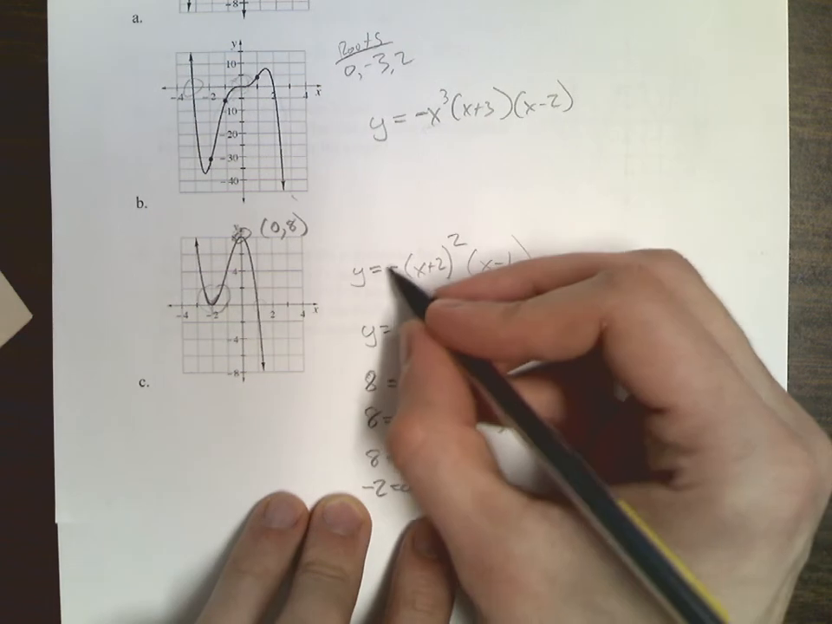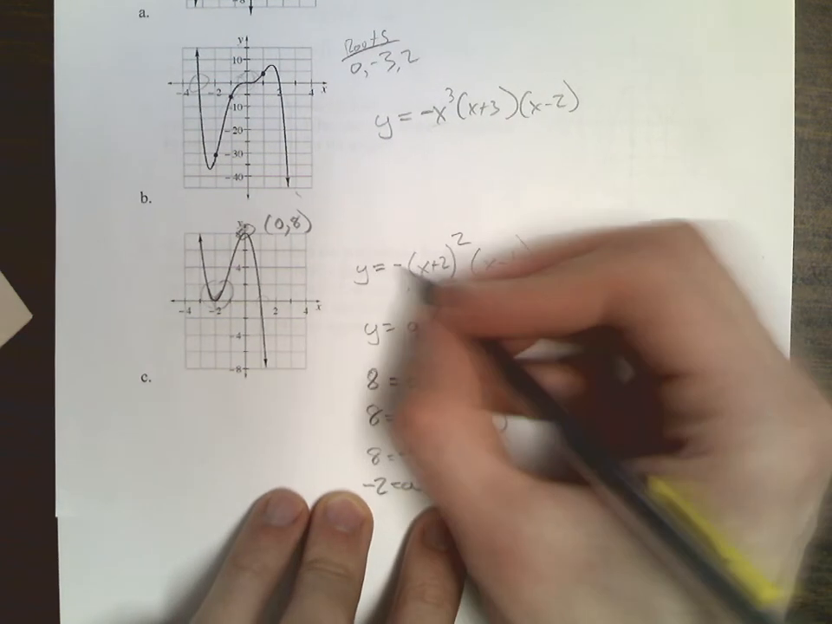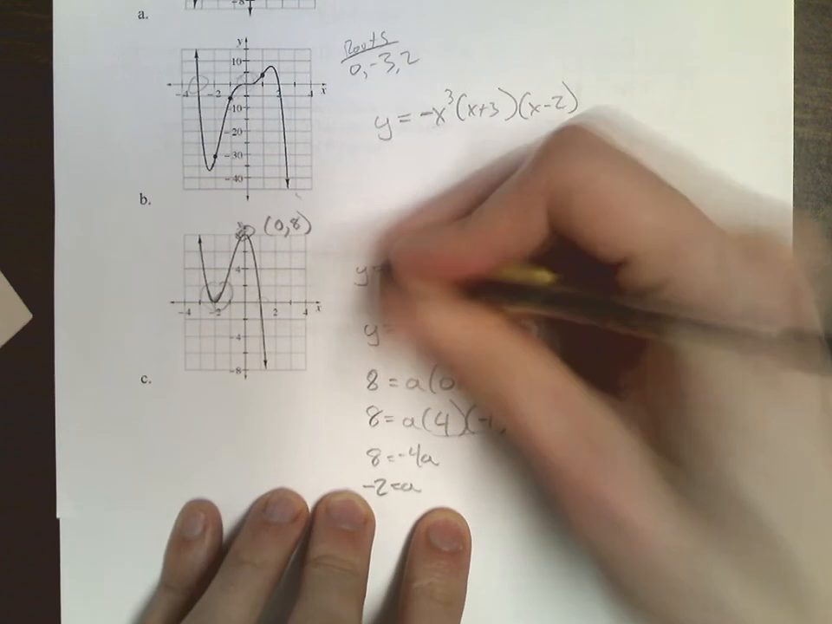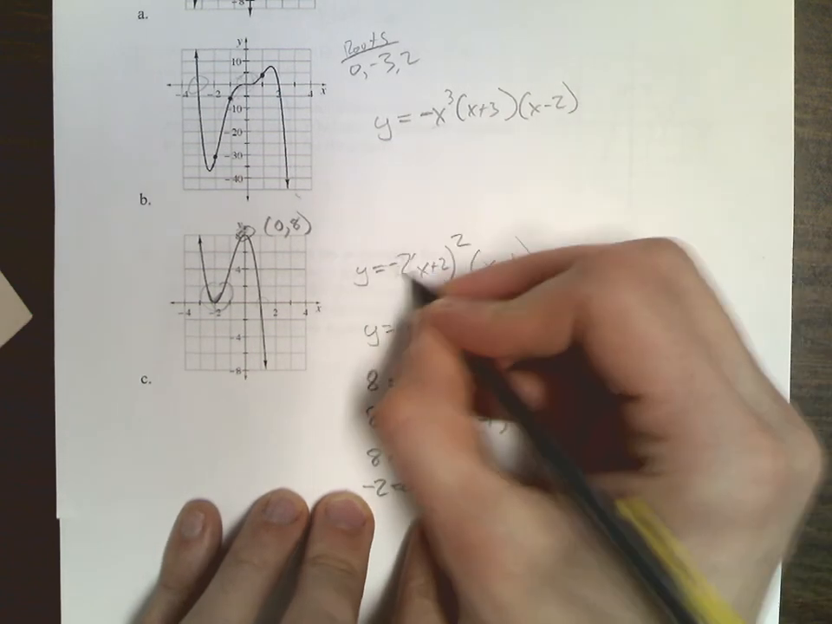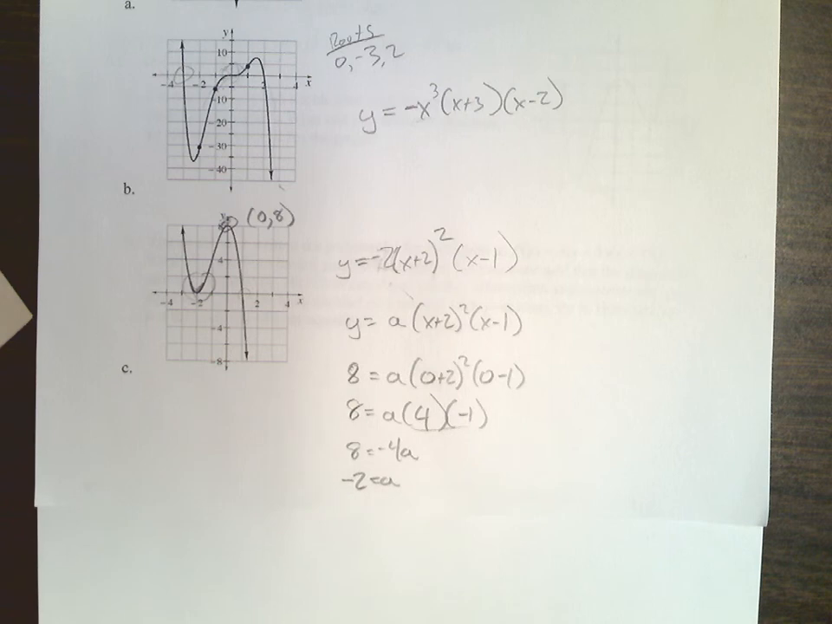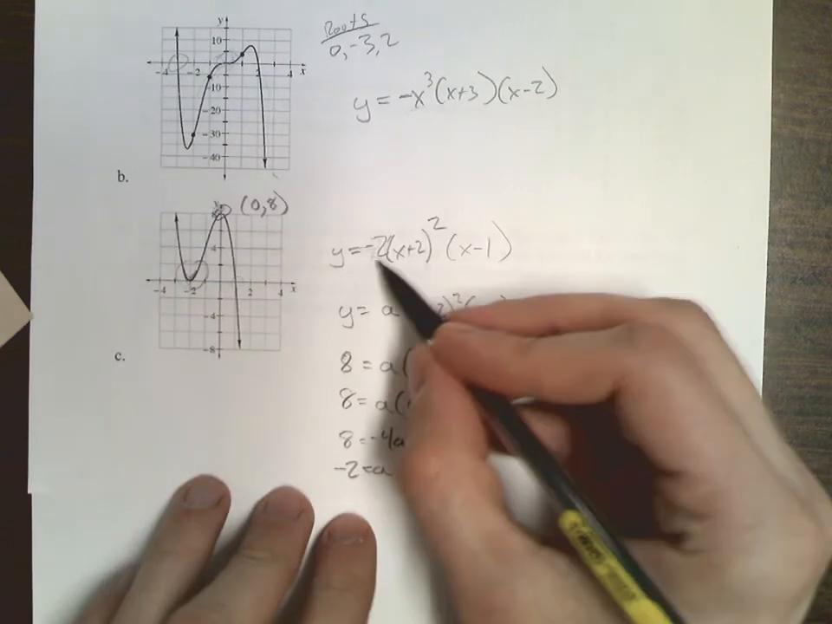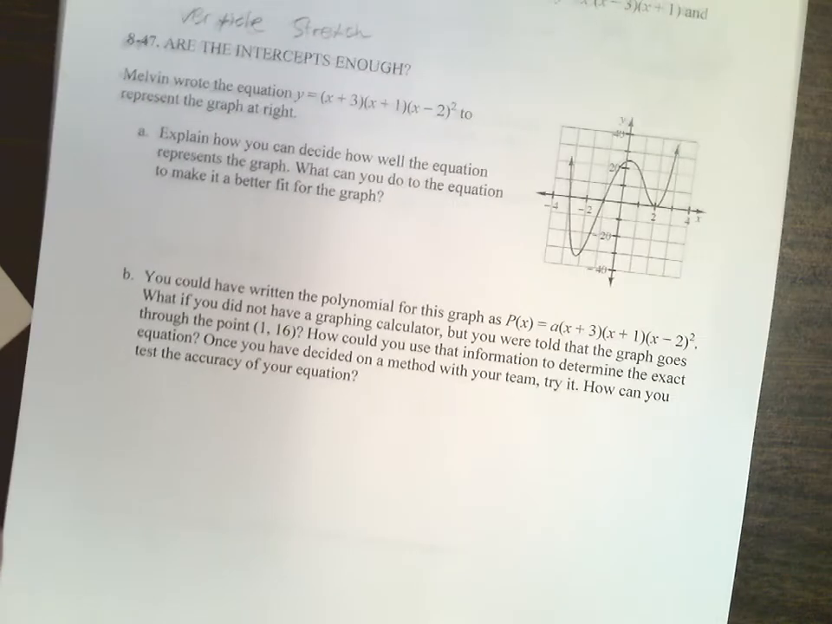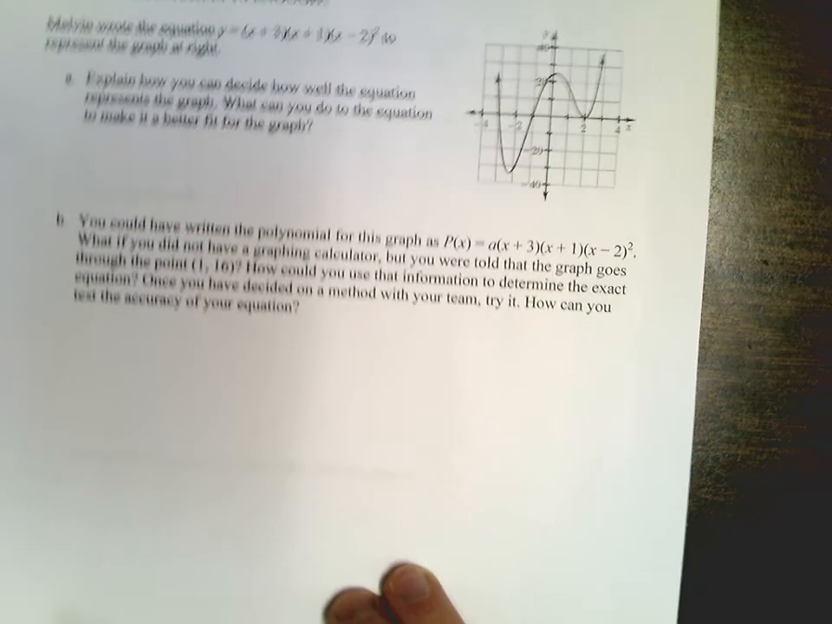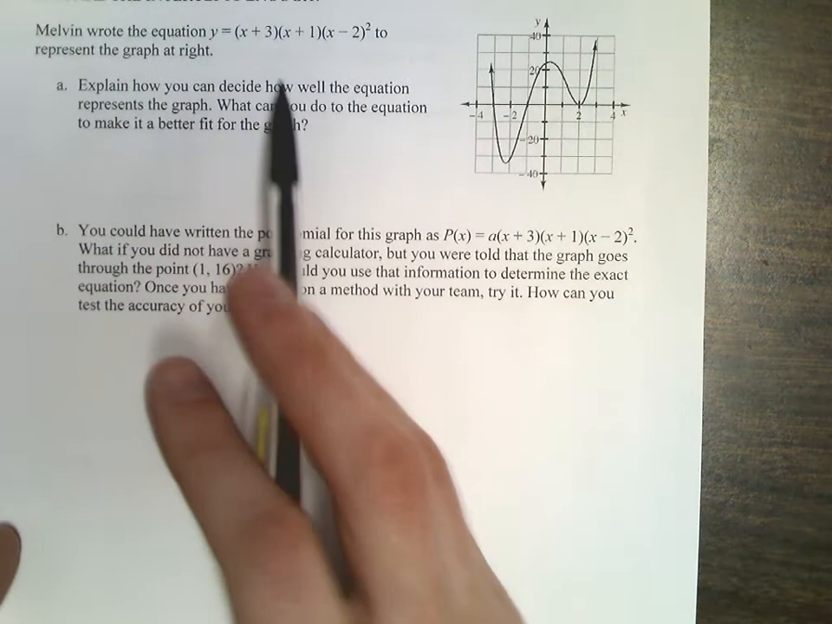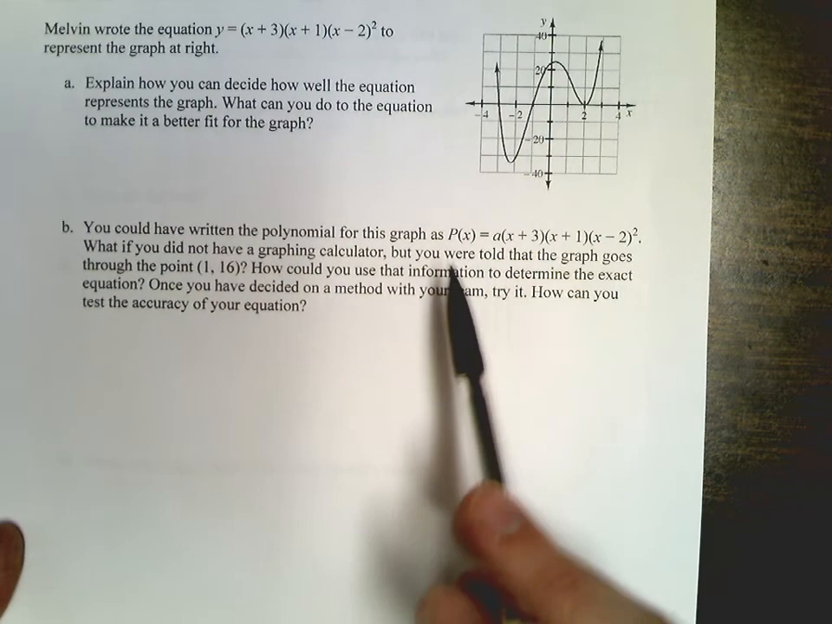So my actual equation should have been, erase this and rewrite it so it's nice, negative 2 times x plus 2 squared times x minus 1. Again, that idea that there's a stretch factor. So really that's what we're going to keep working on throughout, is this idea that Melvin's writing this equation, but we'll find there's a stretch factor.